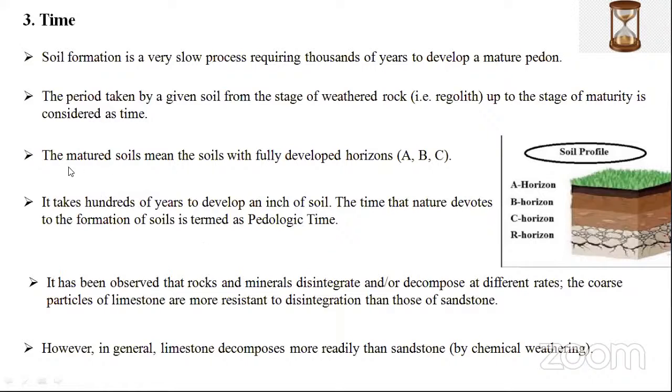A completely matured profile should have these three master horizons: A, B, and C. Between A and B you can see sub-horizons, which you can read later. But if any soil is completely developed, that matured soil should contain these three: A, B, and C. Okay, students. So the time taken for a particular soil development is called pedological time.